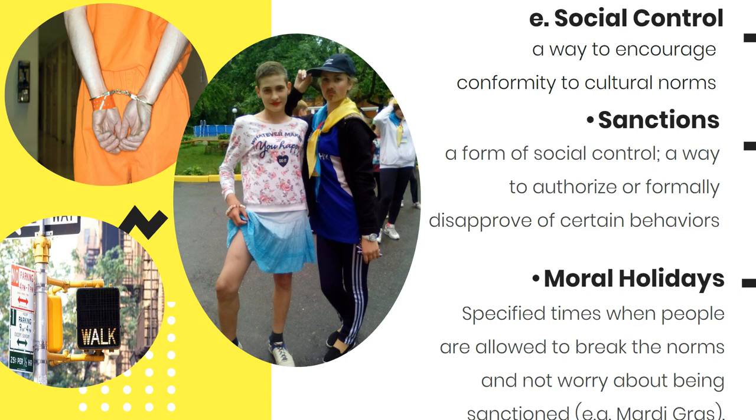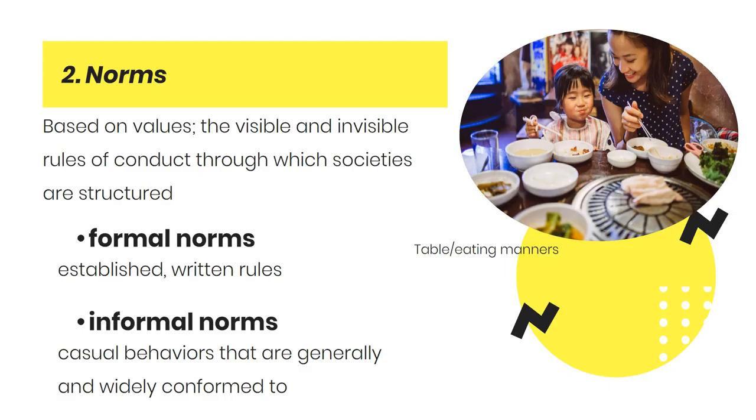Now, to relieve the pressure of having to strictly follow the norms, some cultures have moral holidays, which are specified times when people are allowed to break the norms and not worry about being sanctioned. Mardi Gras is an example of a moral holiday in our society. Some societies have moral holiday places as well, locations where norms are expected to be broken. An example would be red light districts, where prostitutes are allowed to work on the street.